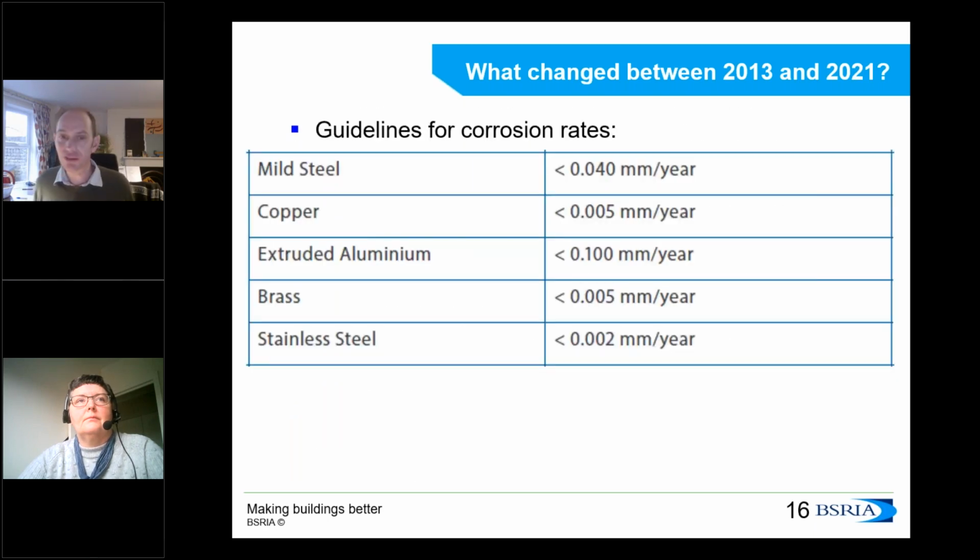Other stuff that's changed: corrosion rates. We didn't have guidelines for corrosion rates in there before, so these have been added in terms of millimeters of corrosion per year. This is useful, especially now that we have very reliable ways of measuring corrosion rates, which I'll get to in a minute.